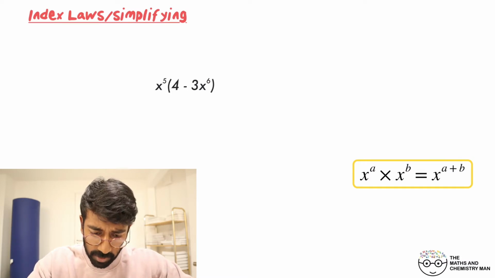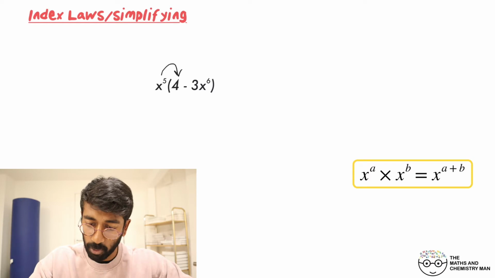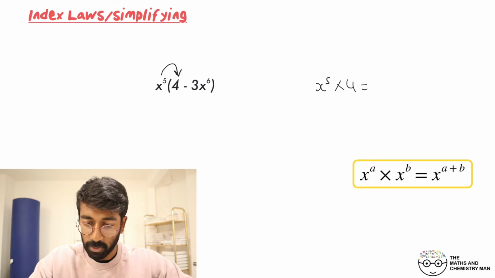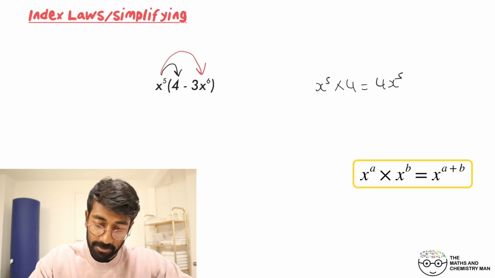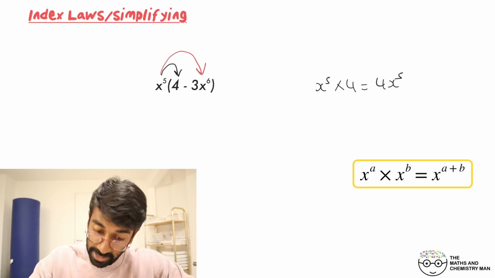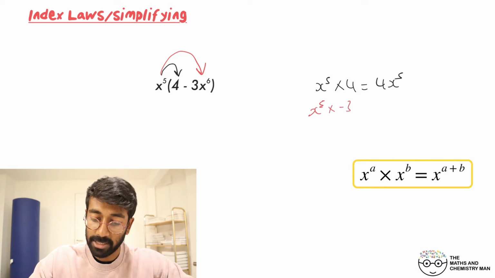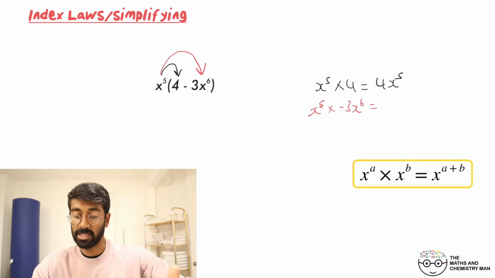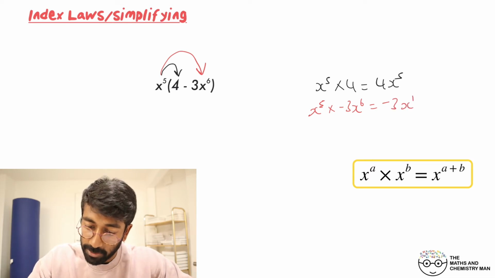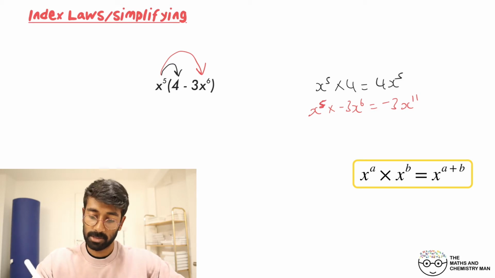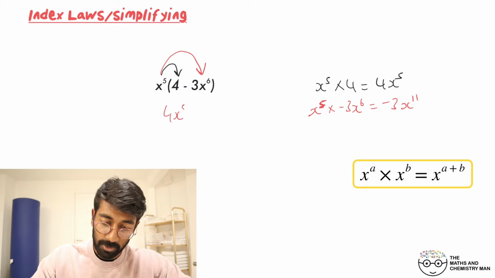Next one, here we go. Slightly higher power here. So we've got x to the 5 times by 4. So x to the 5 multiplied by 4 is just going to be 4x to the 5. And then next part, we've got x to the 5 multiplied by minus 3x to the 6. So x to the 5 times minus 3x to the 6. That's just going to give me minus 3 first, and then add the powers again, x to the power of 11. So that expands to 4x to the 5 minus 3x to the 11.